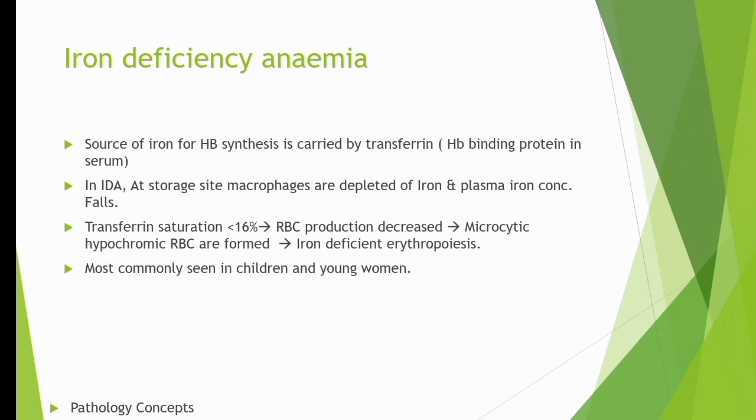When transferrin saturation is decreased to less than 16%, normal is around 20 to 40%, then RBC production decreases and microcytic hypochromic RBCs are formed. This is called iron deficient erythropoiesis. Iron deficiency anemia is most commonly seen in children and young women, and anemia of chronic disorders is usually seen in elderly people.